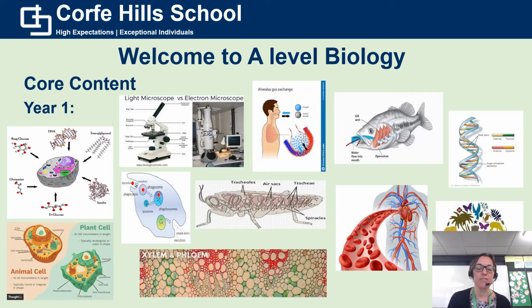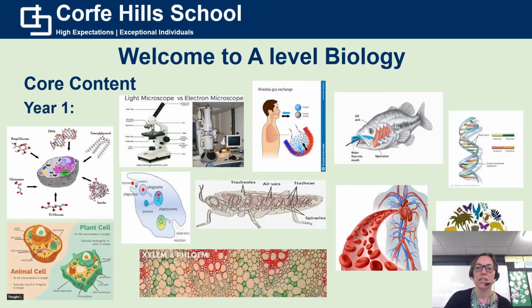Firstly, the core content for Year 1 involves looking at biological molecules such as carbohydrates, proteins, lipids, nucleic acids, DNA and RNA, ATP and water, cells, plant and animal, bacterial, viruses, microscope work, cell division, mitosis and meiosis, cell membranes and the immune system. We also look at gas exchange with digestion and the heart and the circulatory system, hemoglobin, xylem and phloem in plants.